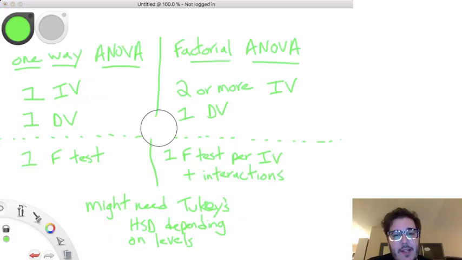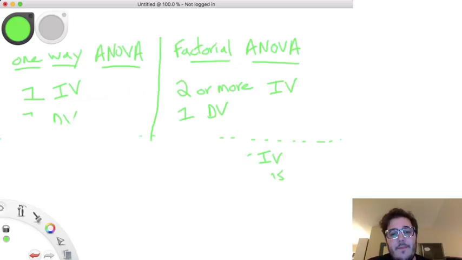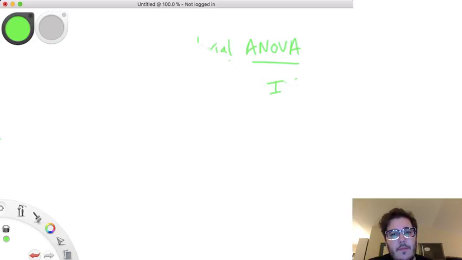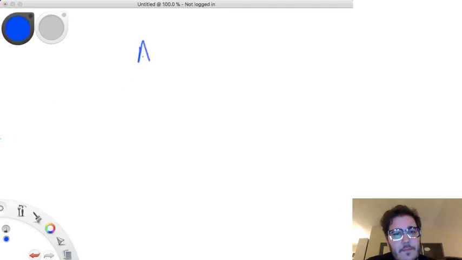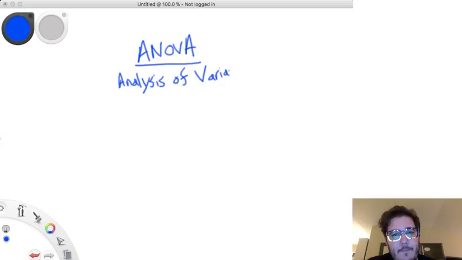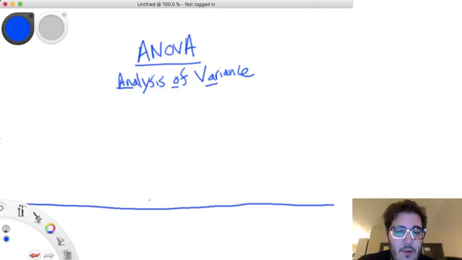Okay, so conceptually, let's go through what the ANOVA is doing. Analysis, so it's an analysis of variance. And I make that clear for a reason. So let's say we want to know if school grade predicts weight.